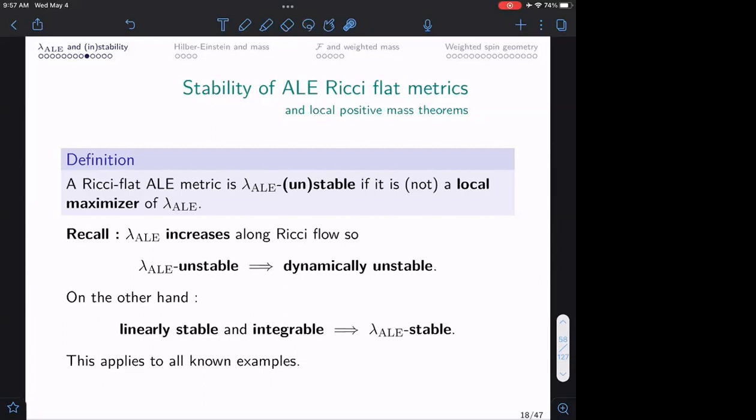Ricci-flatness. And the question is, well, is there anything else? And that would be really important to know.